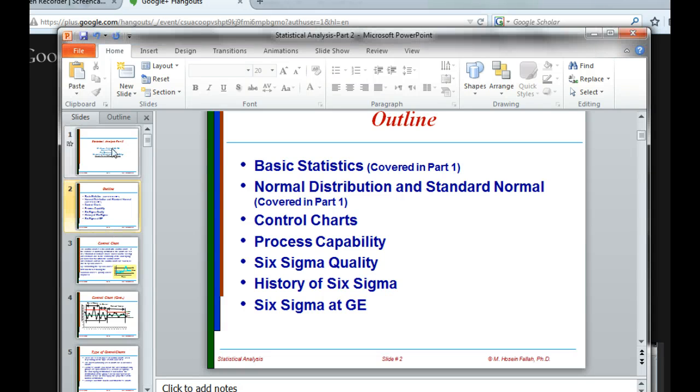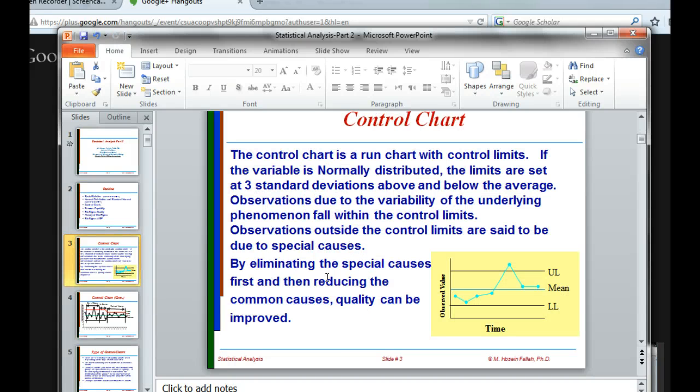Okay, so let's start with the control chart. That's what we are studying this week. Now, control chart, I just showed a few minutes ago a run chart. Now, control chart is nothing more than a run chart, but it has control limits.